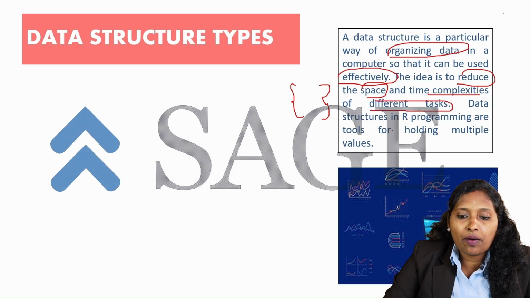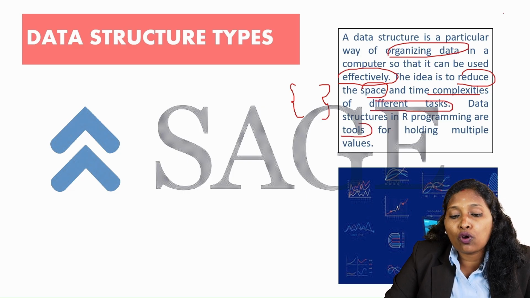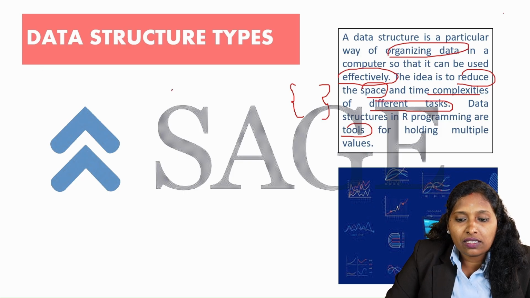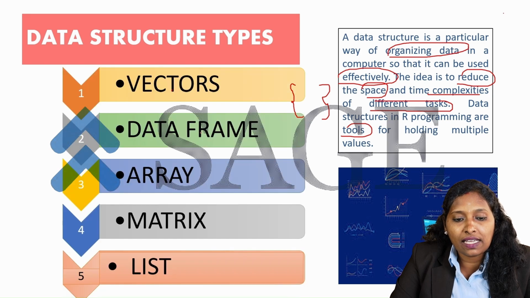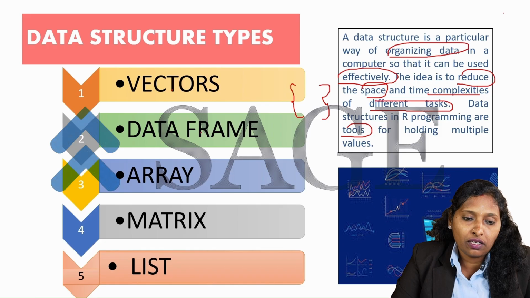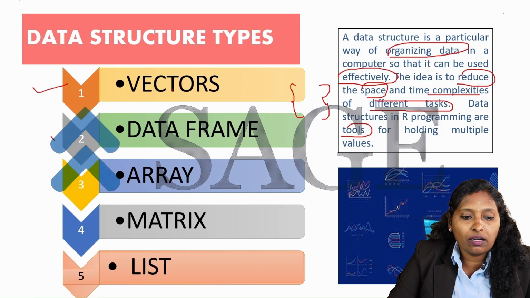Data structures in R programming are the tools for holding multiple values. So say for example, let us try to understand how a data structure differs from data and also how these data structures differ from each other. Basically, we have to focus on these 5 different data structures. The first one is vector, the second one is data frame, the third one is array, the fourth one is matrix, and the fifth one is list.